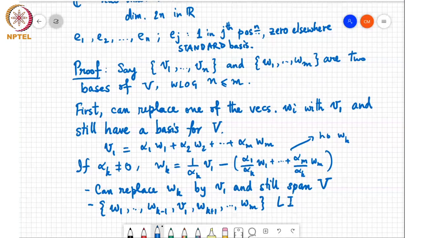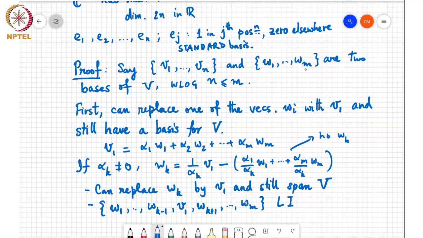Okay, why is that true? Simple. If you take a linear combination of these and you get zero, and suppose that's a non-trivial linear combination, then all you have to do is to substitute for V1. It's some linear combination of all these W's. And what that will end up showing you is that there is a non-trivial linear combination of W1 through Wm which gives you the zero vector, and therefore this set of vectors W1 through Wm are not linearly independent.